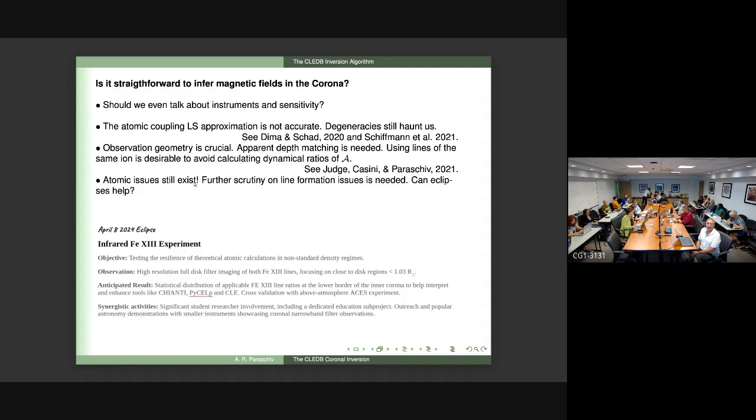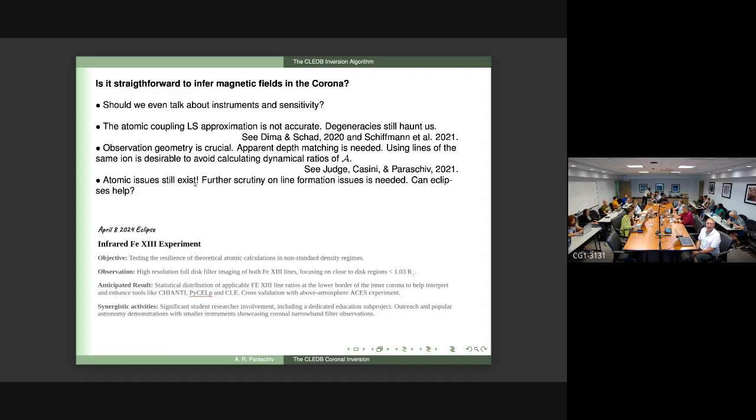The second problem is the actual observation geometry. As we keep talking, actually interpreting these types of observations is not really easy. You get an integrated emission along a line of sight, and you have to deal with that. The problem is that the sun doesn't give you a full 3D volume that you can scan and integrate along. So you're going to have to work with what nature offers you.